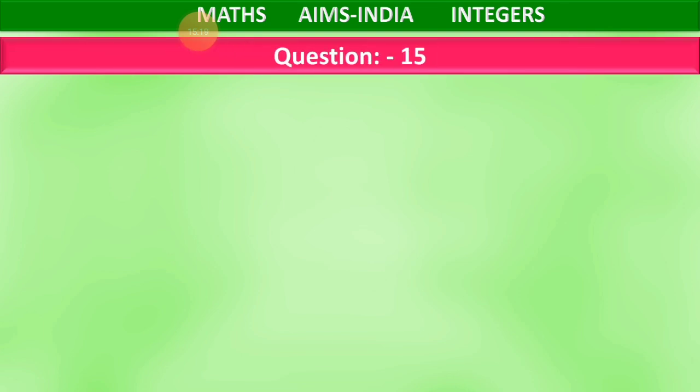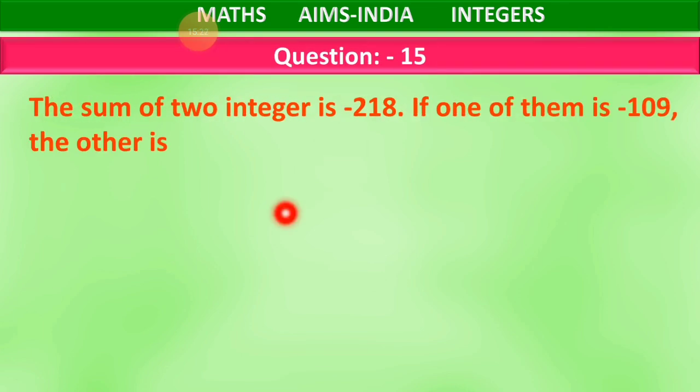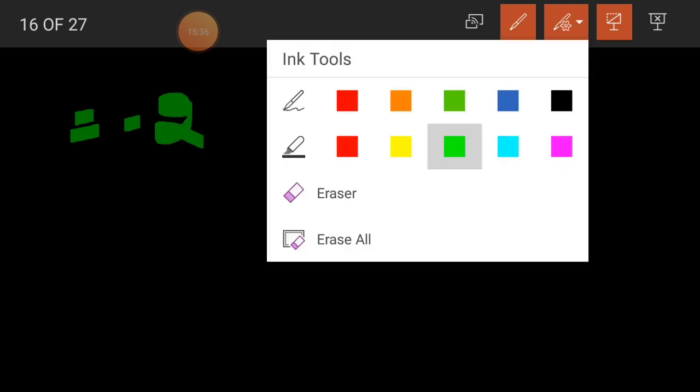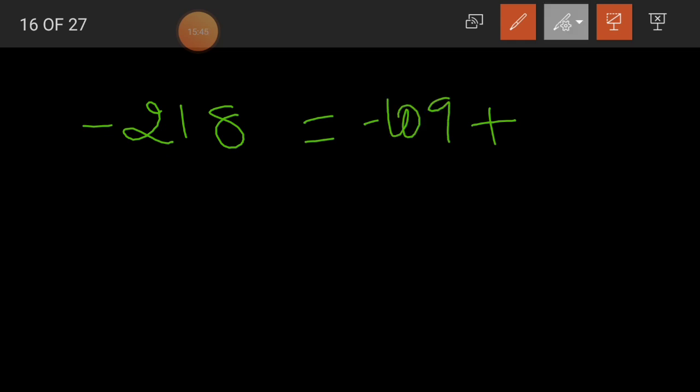The next question is question number 15. The sum of two integers is minus 218. If one of them is minus 109, the other is dash. What is the question here? The sum of two integers is minus 218. Sum of two integers, okay? One integer is minus 109. We have to find out the other integer.